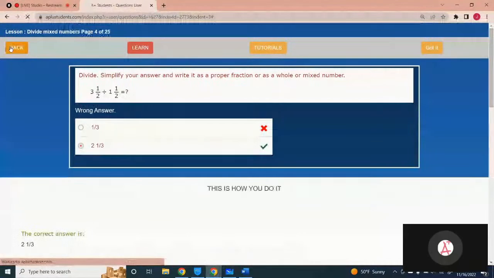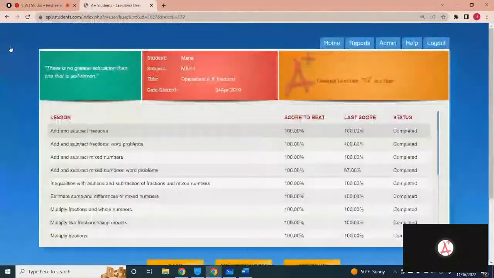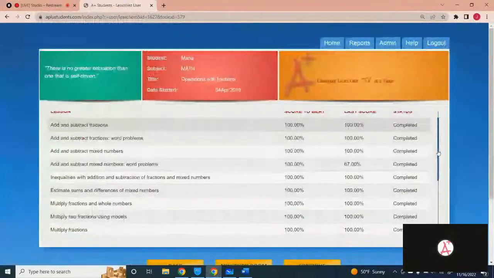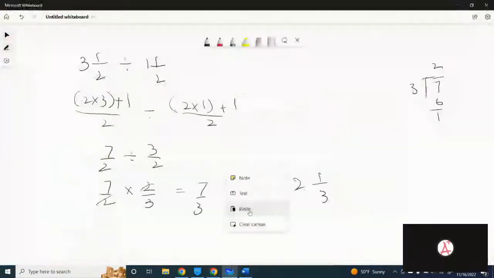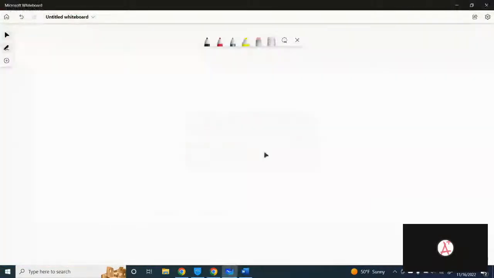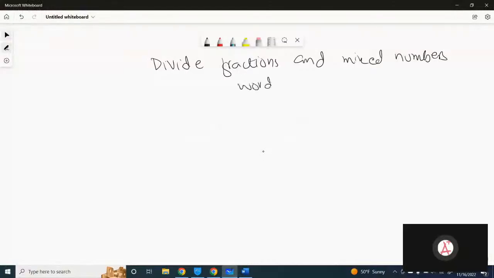The next topic is divide fractions and mixed numbers word problems. That's the same thing, but now we are just working on the word problems. Let me write down this name: divide fractions and mixed numbers word problems.